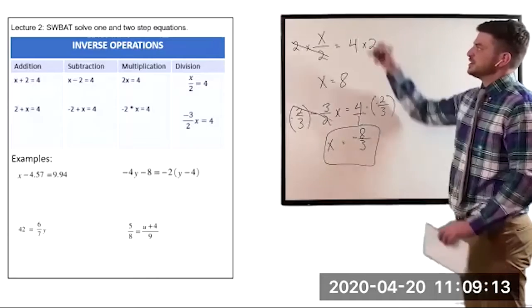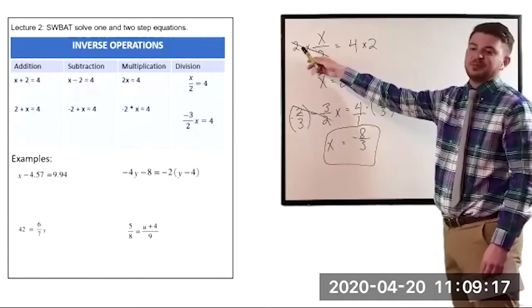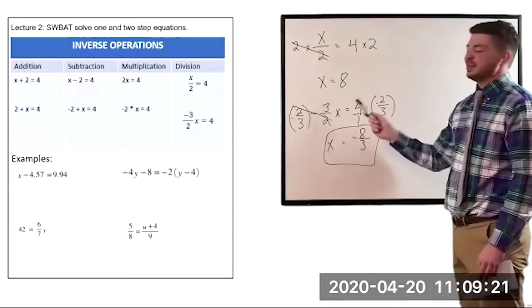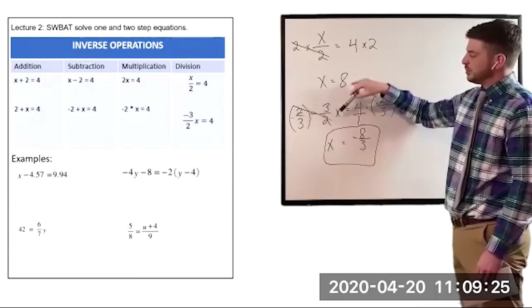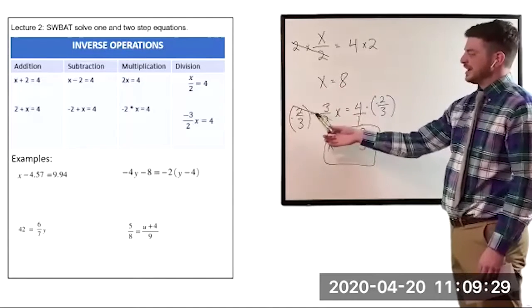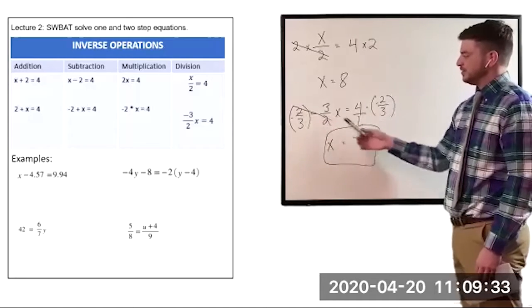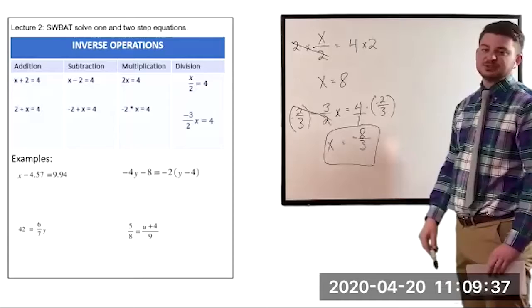So again, if you just have the variable divided by a number, well then just multiply by that whole number. Super easy, okay? If you have a fraction, then you need to multiply by the reciprocal. So if we had 3 over 2 x, then we would need to multiply by 2 over 3. Or if it was negative 3 over 2, we need to multiply by negative 2 over 3. And then if you do that to one side, then you have to do it to the other side, and that's how we get our solution.